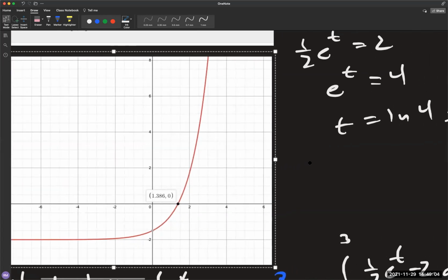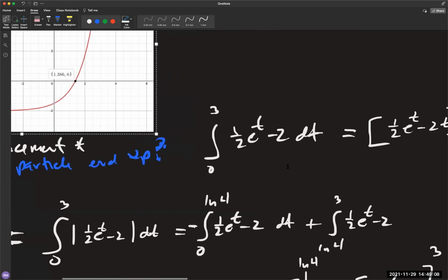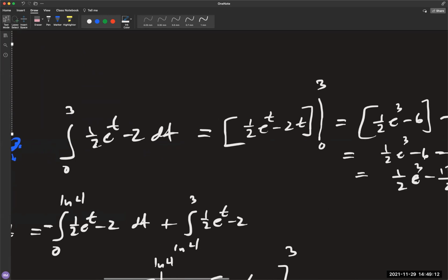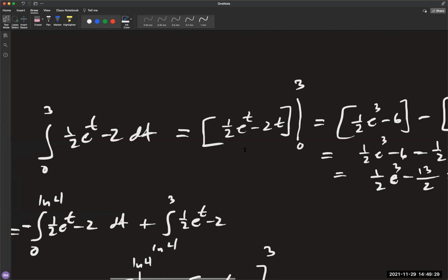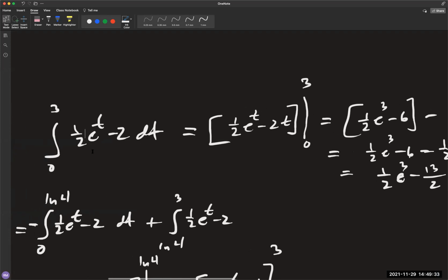So to calculate the net distance, the first thing we need to do is, again, where does the particle end up? You're just going to integrate from 0 to 3 of that function. Here is the integral, right? The integral of e to the t is e to the t. And so it turns out, remember, the derivative of this would equal this here. So this is the antiderivative of this. And then we're going to evaluate that from 0 to 3. And so when we do that, you get 1/2 e to the t minus 2t is the integral of this.